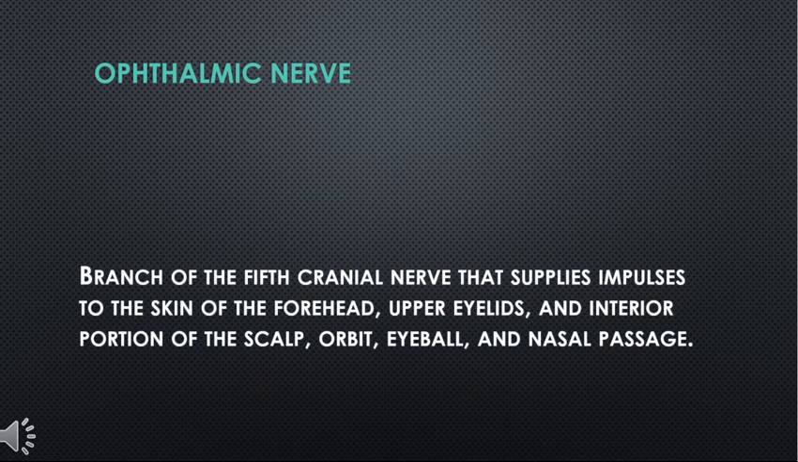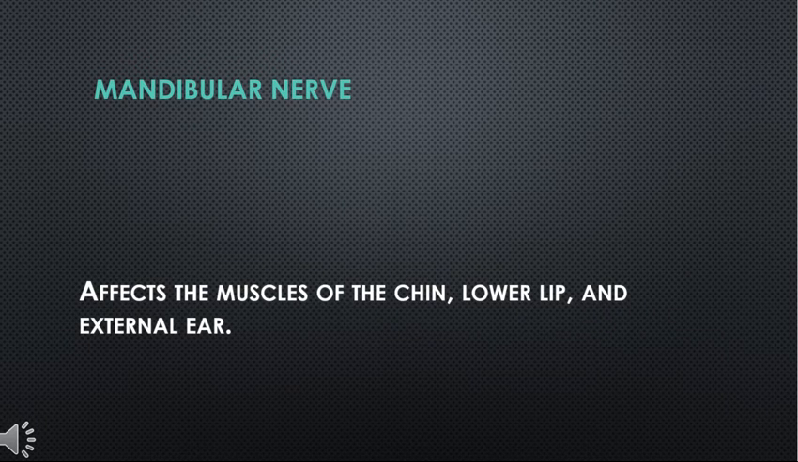Ophthalmic nerve. Branch of the fifth cranial nerve that supplies impulses to the skin of the forehead, upper eyelids, and interior portion of the scalp, orbit, eyeball, and nasal passage. Mandibular nerve. Affects the muscles of the chin, lower lip, and external ear.